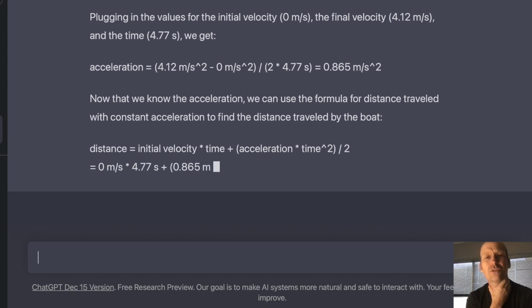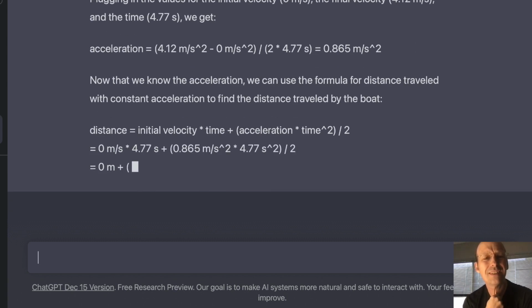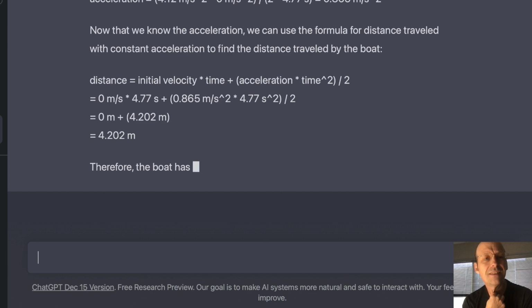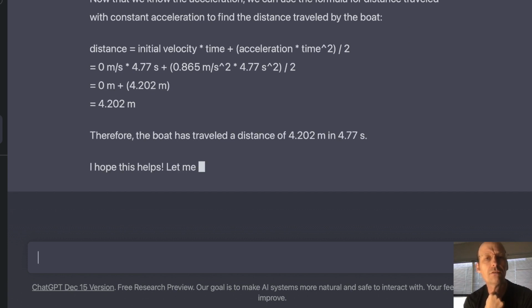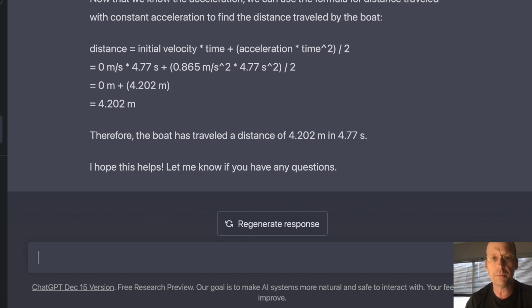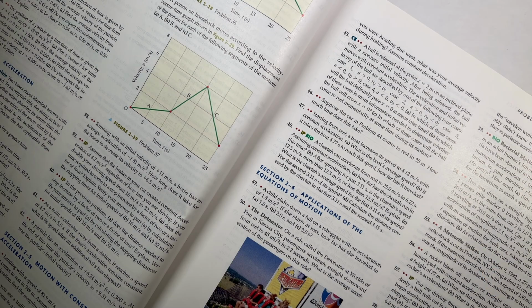Final velocity squared. What are you doing? We know that you can use the initial, so the boat had traveled 4.2. Okay, let me just do this problem real quick. It won't take but a second, and then I'll come back, because I'm having trouble comprehending. I have my paper right here.